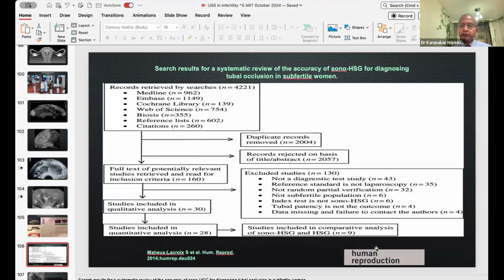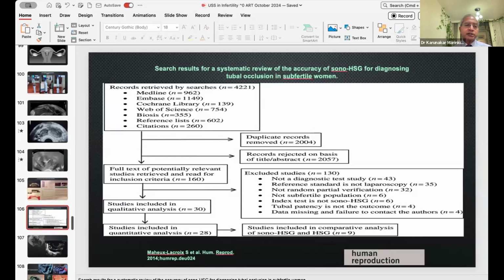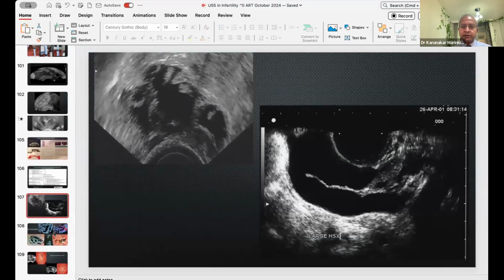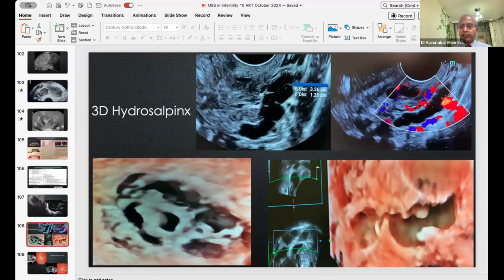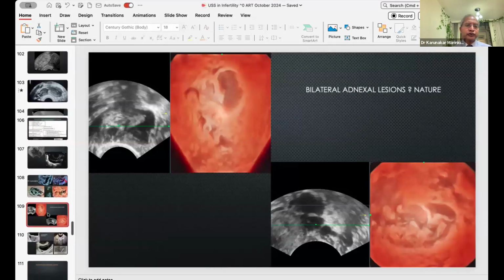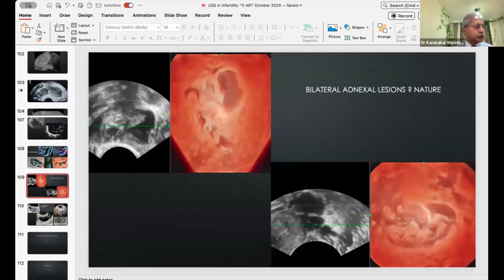Human Reproduction, if you know very well, is the highest indexed, peer-reviewed journal in ART, and they support ultrasound-based tubal patency as recommended. If you see obvious hydrosalpinx, you don't need to think twice. It is hydrosalpinx, but sometimes they're obvious. In 3D, you can see almost like a histopathology or hysterectomy specimen. It's quite obvious, if you know how to do 3D, it just shows up all what you want to do.